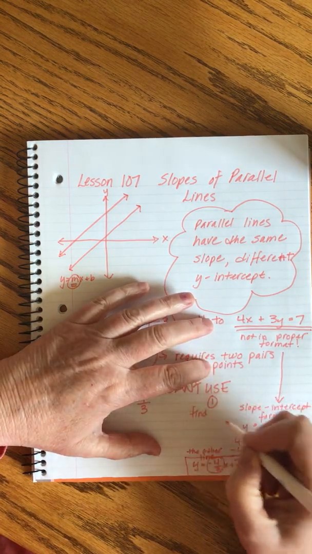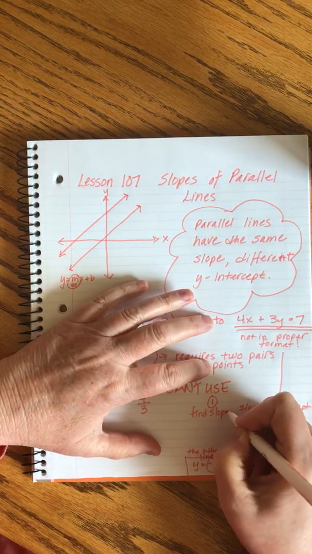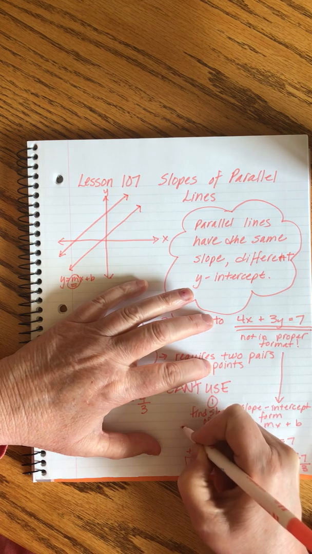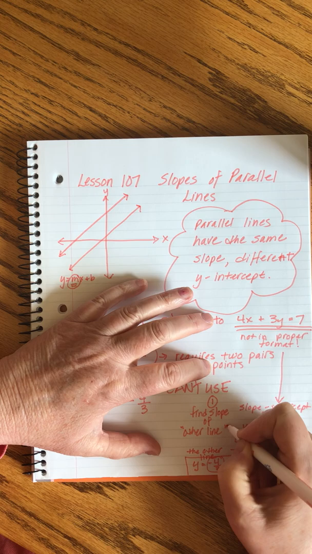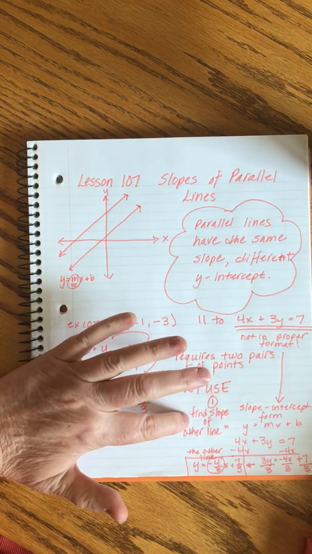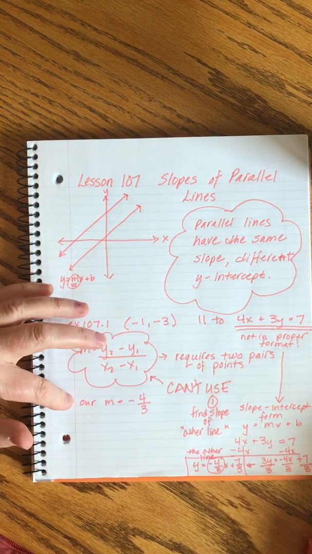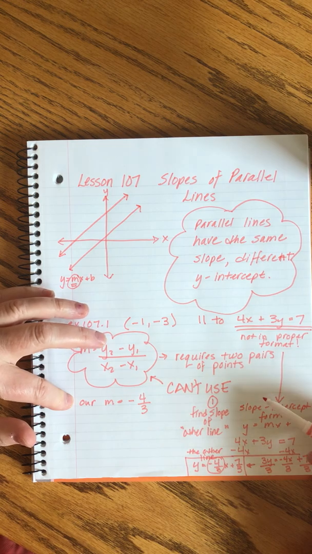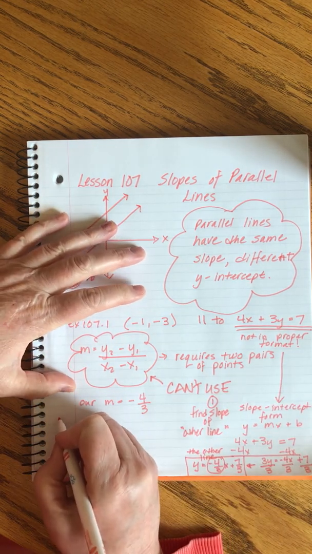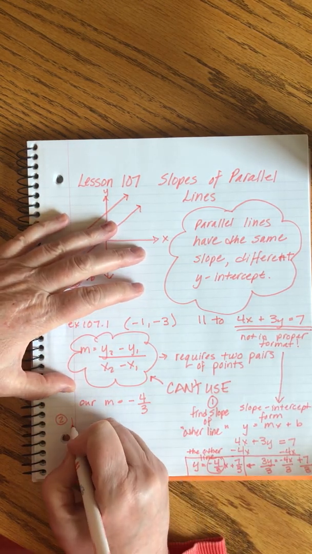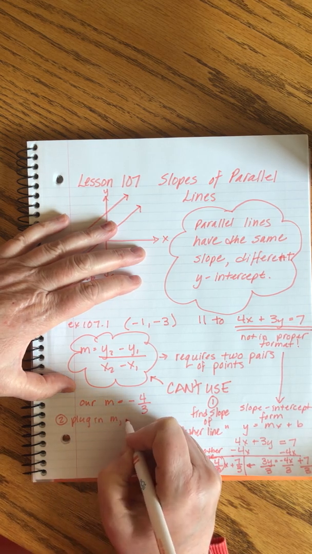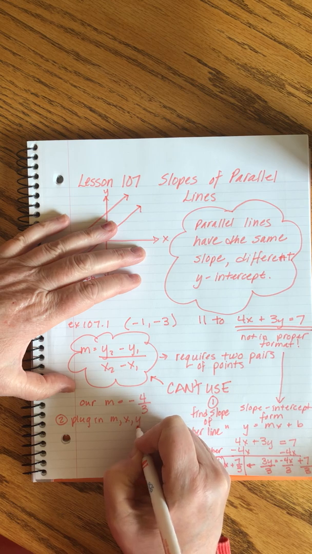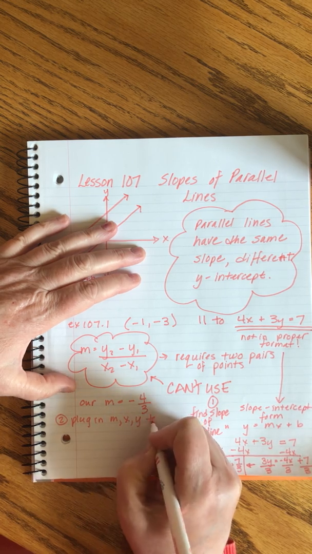Find the slope of the other line, right? And then that tells us that our line is the same slope because they're parallel. And then for the second step, I am so running out of space. Plug in m, x, and y to solve for b.